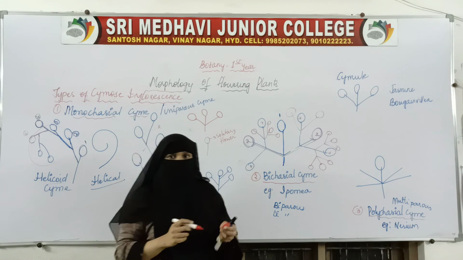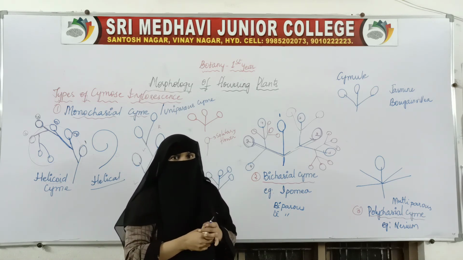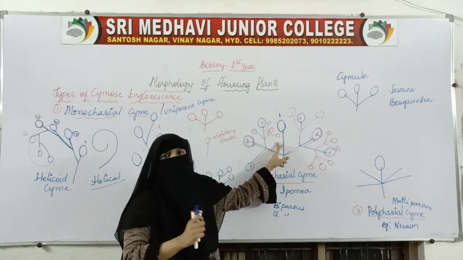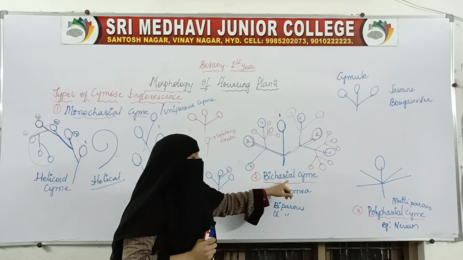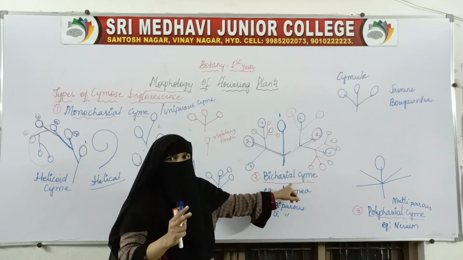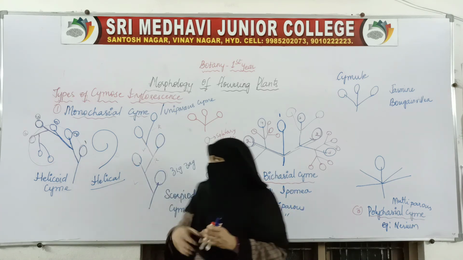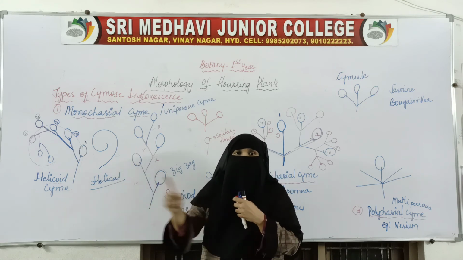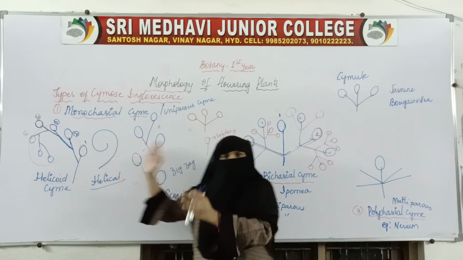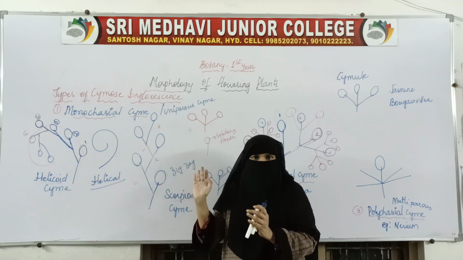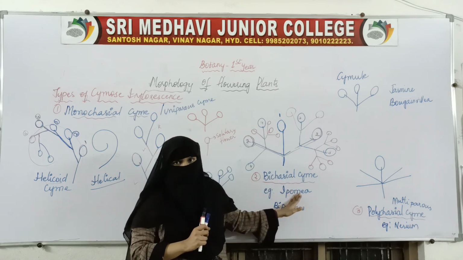Every time it is producing branches, it produces two branches at a time, and every branch is terminating into a flower. So this type of arrangement is called bichasial cyme. Bi means two. Here every time it is producing only one branch, either at the same side or in a zigzag, one at this side, one at that side. But here it is producing two branches.